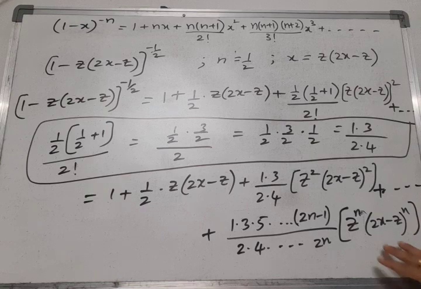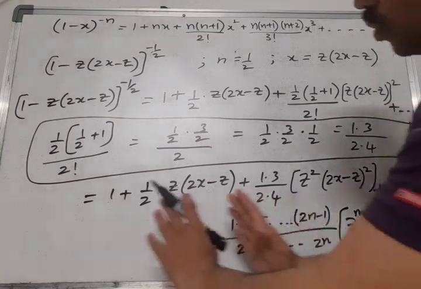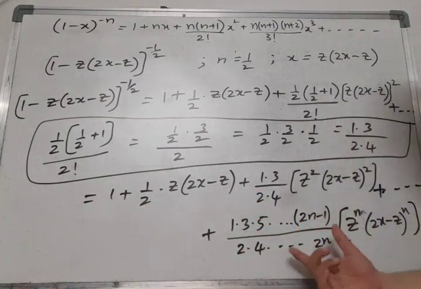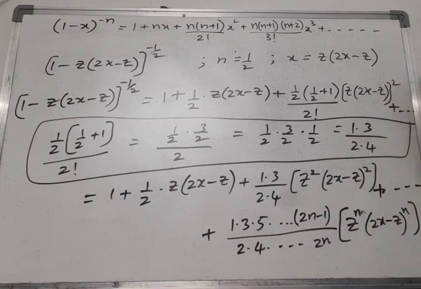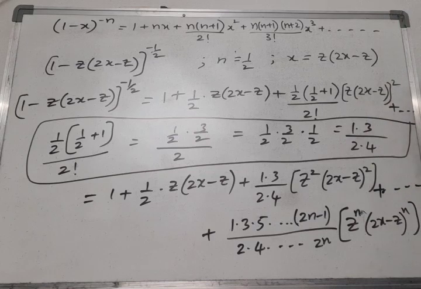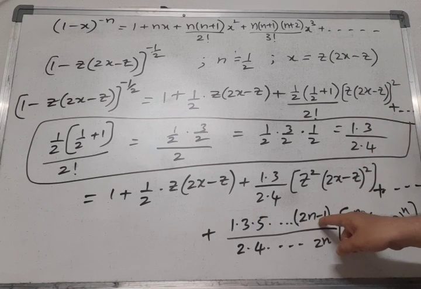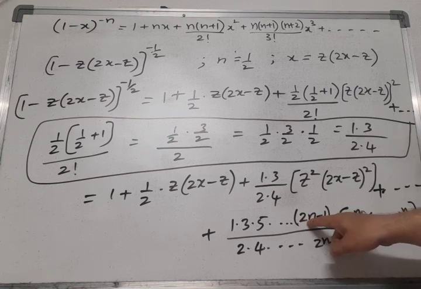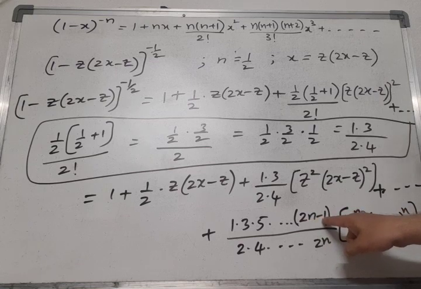Right, this is the nth term. Now I want to write one more term just before this one: the n minus 1th term. In the place of n you write n minus 1. So what will you get? 2n minus 1 is there. If you write n minus 1 here, 2 into n minus 1 is 2n minus 2 minus 1, so you get 2n minus 3.